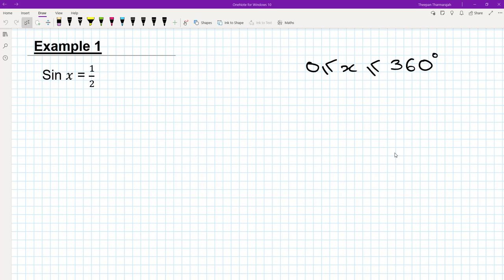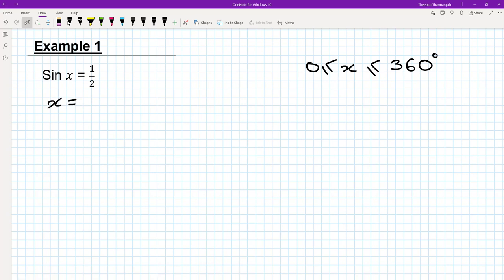In this video, we're going to look at how to solve trigonometric equations, or trig equations for short. So in this example, we've got sine x equals a half, and our range is x is greater than or equal to 0, but less than or equal to 360 degrees. So what we're going to do is first work out what x is.